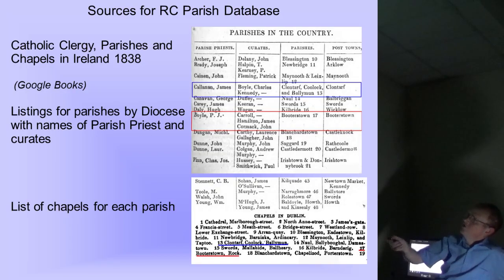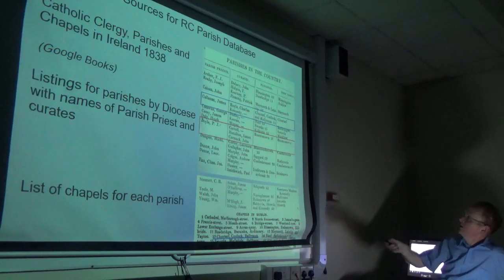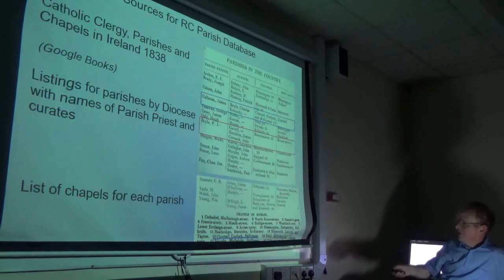A second source is this. I found this in Google Books and I haven't been able to find it again. It's 1838, so it's the same sort of time frame, and it gives the same sort of details. But there's a little number here, so here you have James Callanan, and they call it parishes, but it's parish unions. They would usually just be called one now, but anyways, Clontarf, Coolock, Ballymun, and it's a 13. And here we have P.J. Doyle, Booterstown, 17.